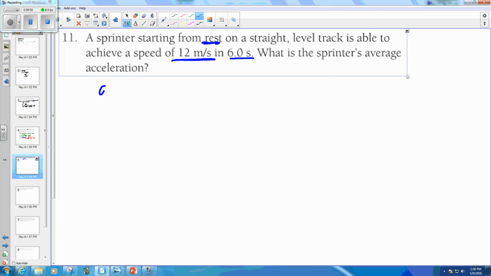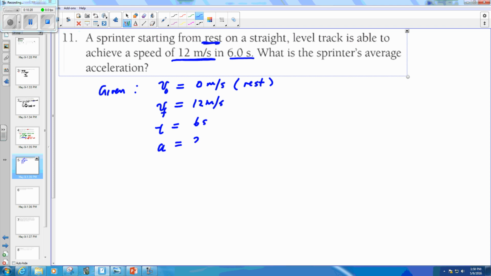Well, we are given the initial velocity. Your book uses v subscript 0, I usually use i. And this we are told is rest, 0 meters per second. So we'll say rest. And he goes to a final speed of 12 meters per second, and the time it takes is equal to 6 seconds, and we are looking for the acceleration. So the question is, how do all these relate?